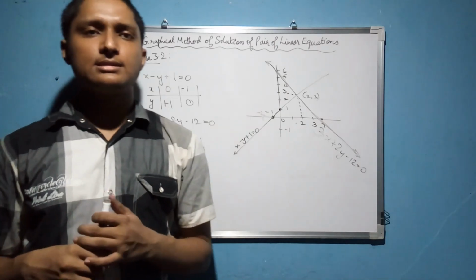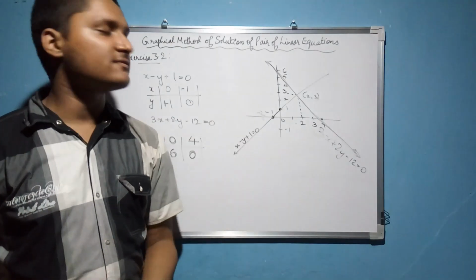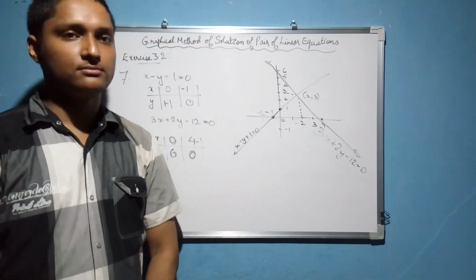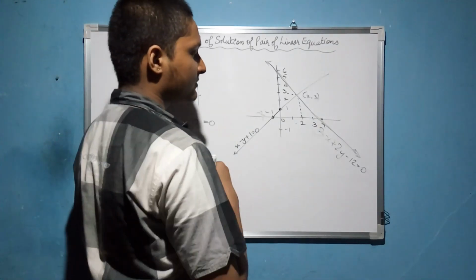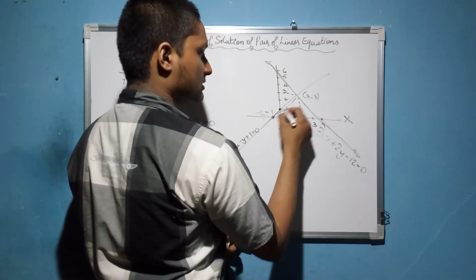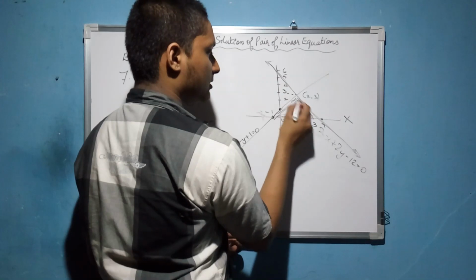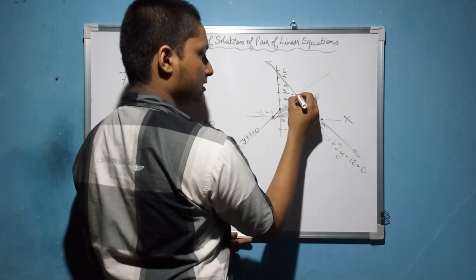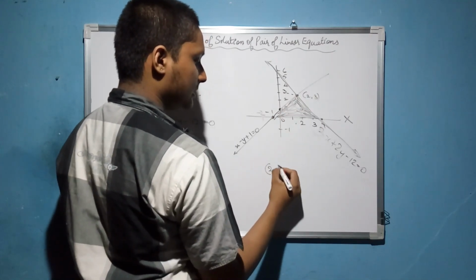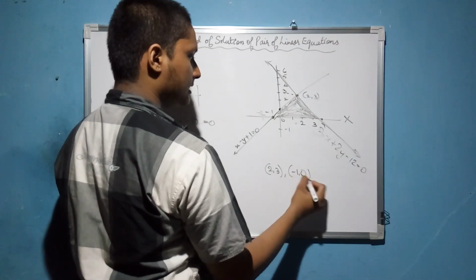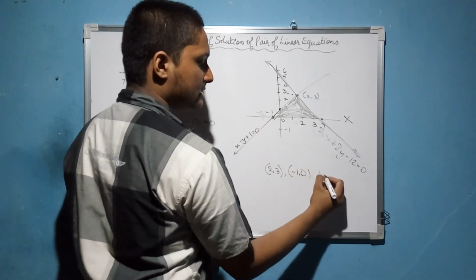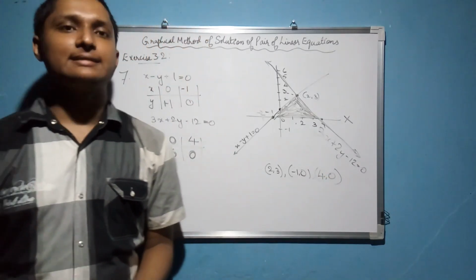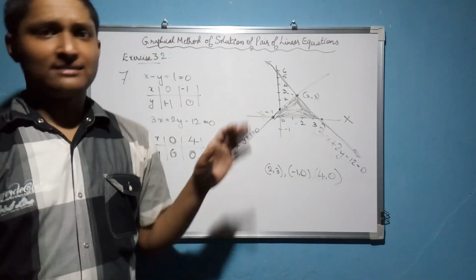So the second part of the question says you are asked to shade the triangle that is formed by these three lines, and you are also asked to find the vertices of this triangle. This is the x-axis. So this is going to become the shaded region here. Now you have these points, that is 2, 3, minus 1, 0, that is this point. You have one more, that is 4, 0. Those are the vertices of the triangle that is formed by these two lines and the x-axis. Okay, this is the thing. Thank you.